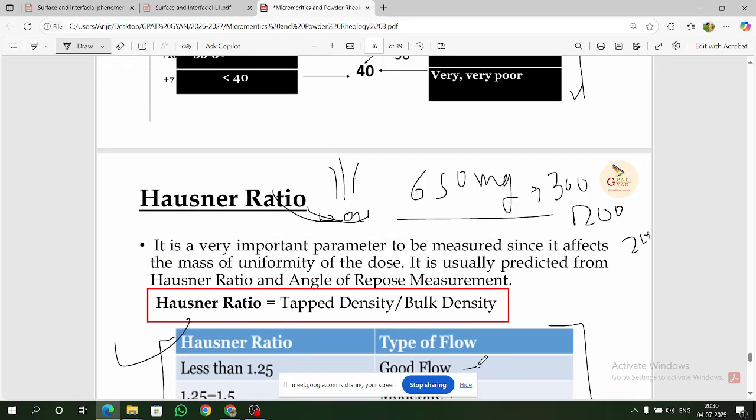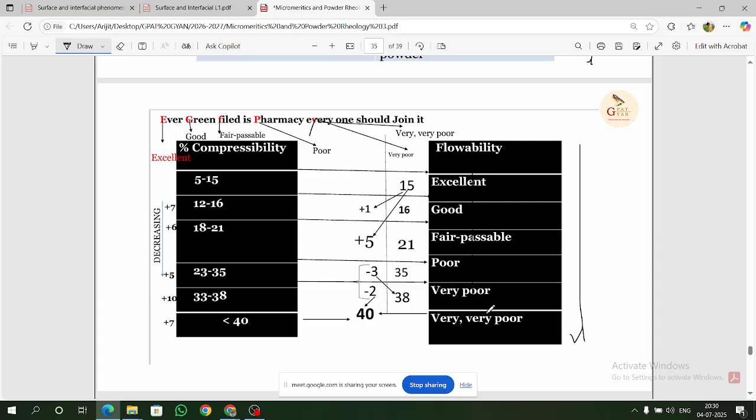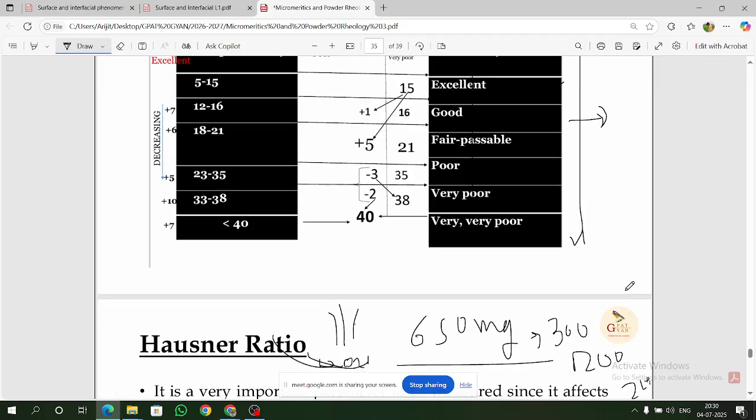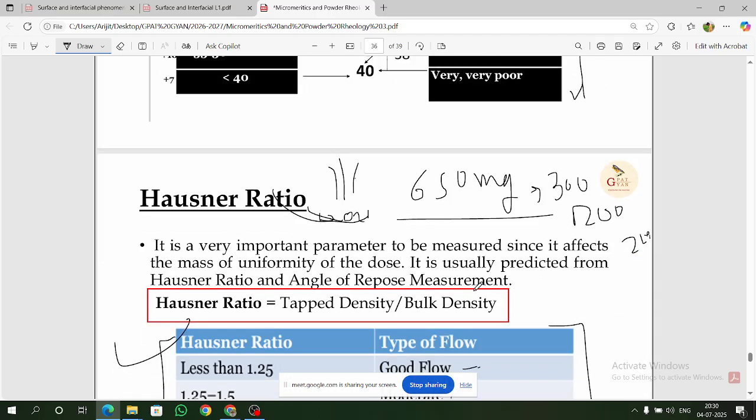It may not be excellent, it's not possible all the time. If you try to formulate one tablet at normal lab level, it may not be excellent in every case, but at least good flowability should be maintained. If it is poor or very poor, and you make the tablet with those granules, it is totally worthless. It will actually fail. So that is the concept of Hausner ratio and all those things.